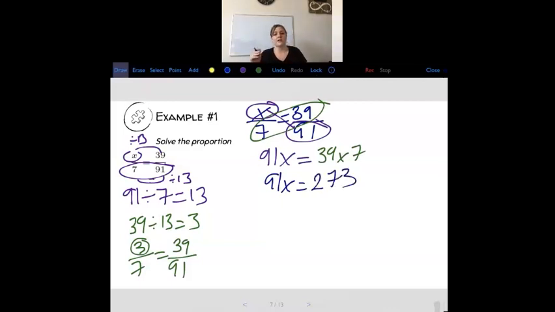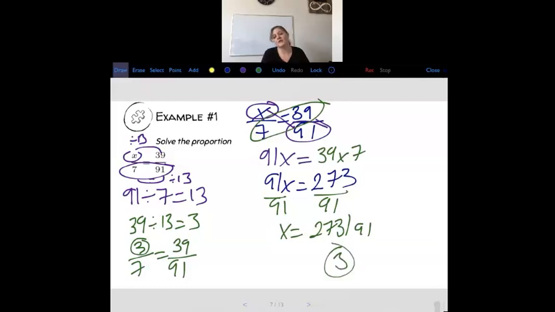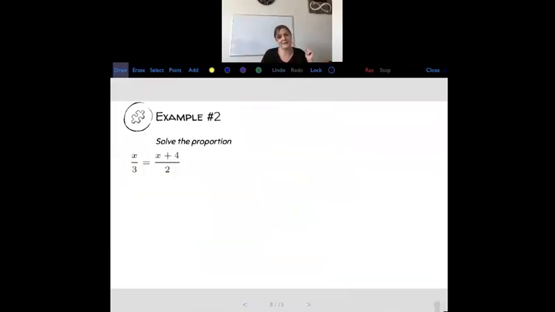So what this equation becomes is 91 times some number is equal to 273. To solve, 91 is being multiplied by x, so we divide both sides by 91, which means that x is equal to 273 divided by 91, which is still 3. Okay, so two different ways to do it. You can take a look to see how to get to a true proportion, or you can use algebra. In example 2, you have to use algebra.